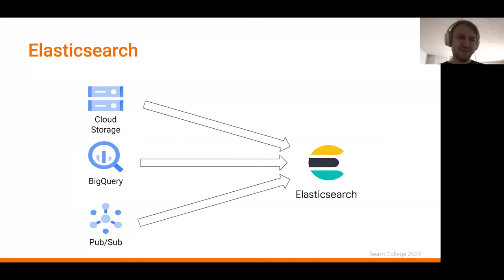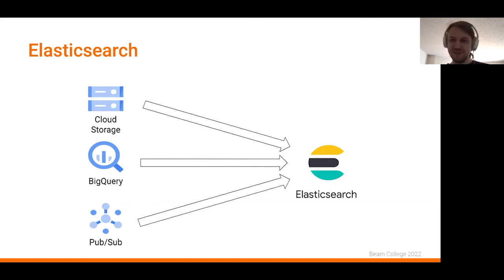One of the themes of those templates, a series of templates, is Elasticsearch. Basically, all of them allow ingestion of data from Google Cloud to Elasticsearch, divided by storage type. Two of them are batch pipelines. The first one is from Cloud Storage to Elasticsearch.